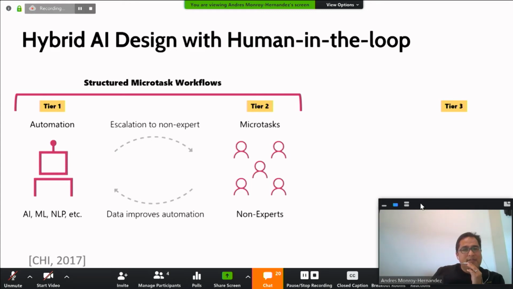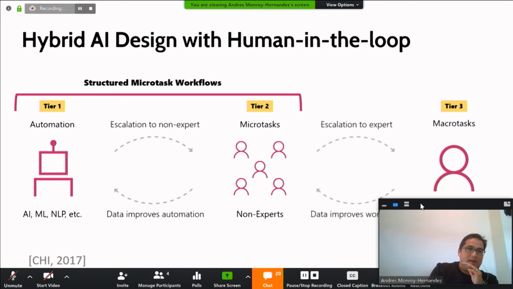But even these two tiers were not enough, because as I was saying, there are some cases where the ways these microtasks were designed did not anticipate a new scenario. And so we had this third tier where we had actual experts, essentially people who are admins who schedule meetings for a living, who will intervene in the whole system and take over when needed.